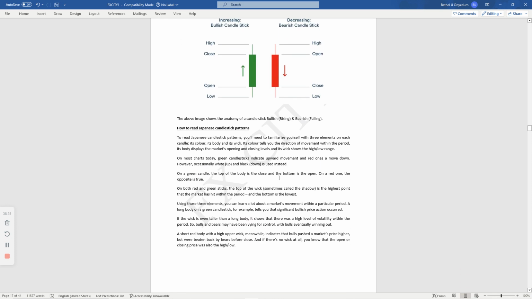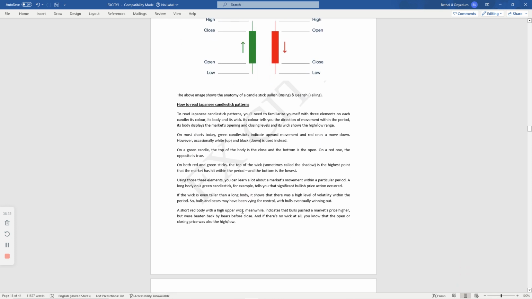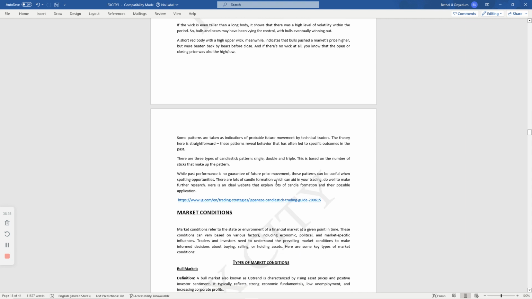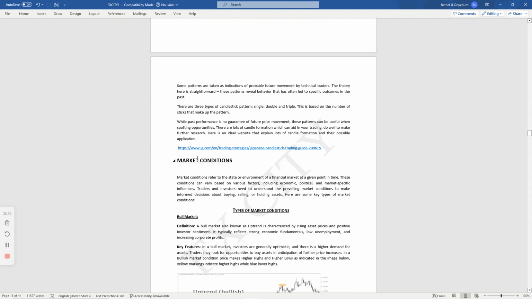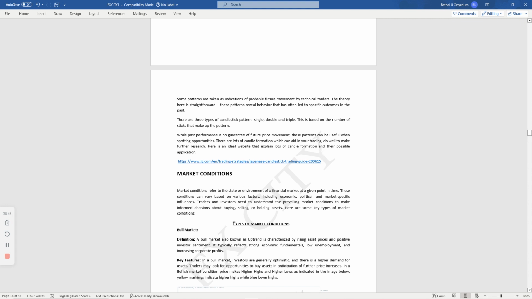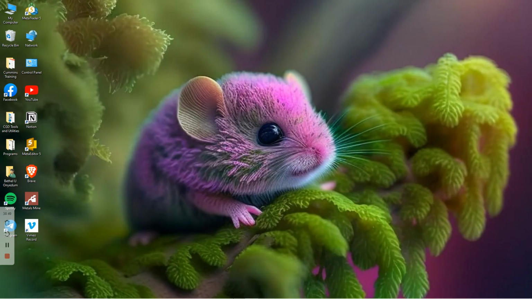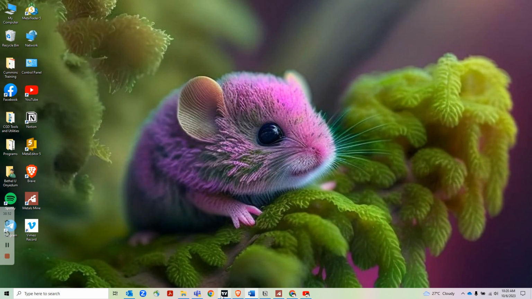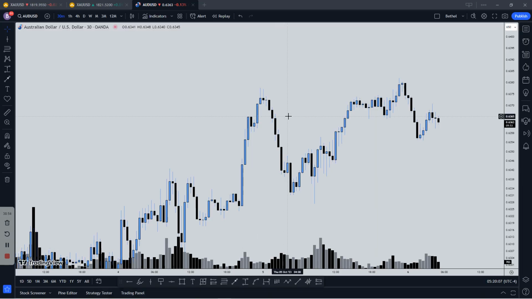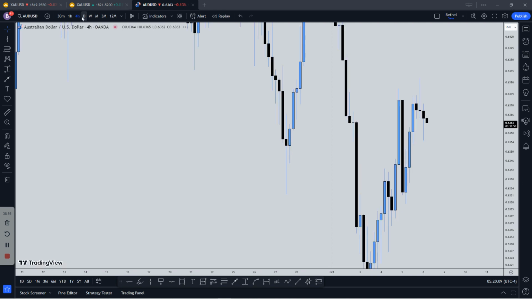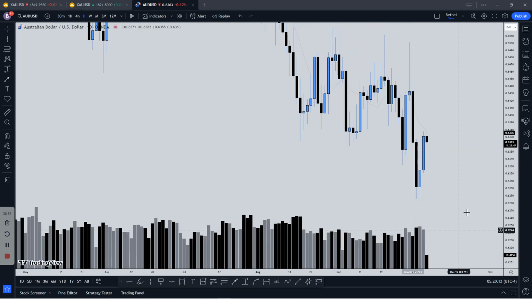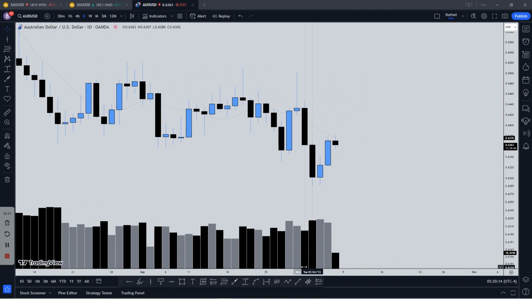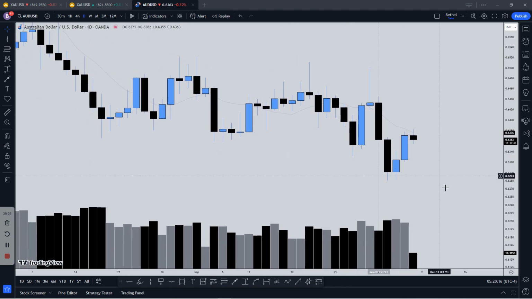Everything I just explained has also been explained in this write up, so read through it. I placed a link here, so with this link you can check up other candlestick formations. Most of these candlesticks, there are a lot of candlestick formations that indicate that price will go down or price will go up.